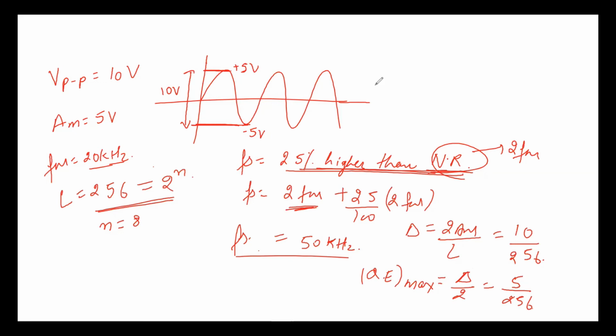So any doubt? Okay. So next you have to find bit rate also. Bit rate is given as N into Fs. So n is equal to 8, Fs is 50 kilohertz. So it will be 400 kbps, 400 kilobits per second.